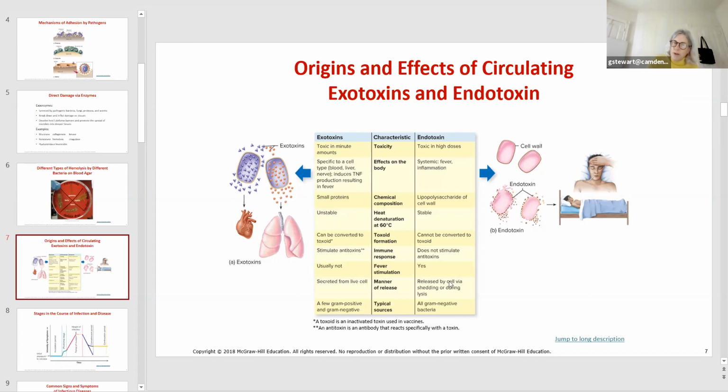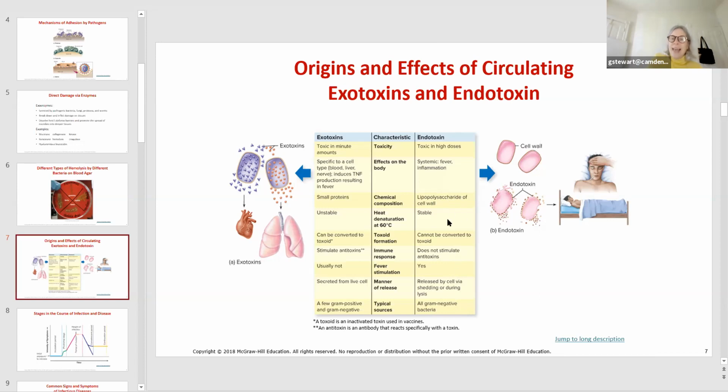Endotoxins are a little more general. They are not super toxic. They usually produce a fever because they are part of the cell wall. They are the lipid A portion of lipopolysaccharide, which is in that outer membrane of a gram-negative cell wall. So you'll notice that it says all gram-negative bacteria here can produce endotoxin.